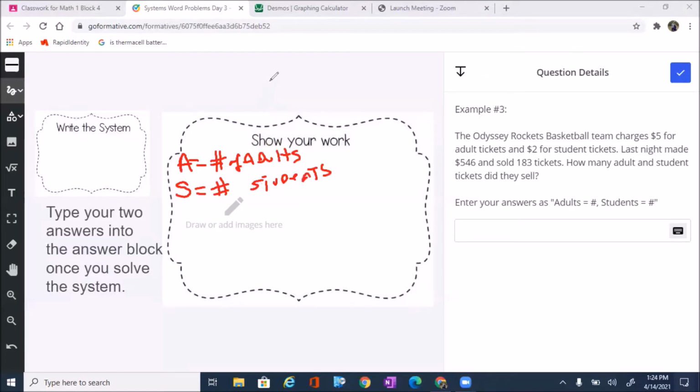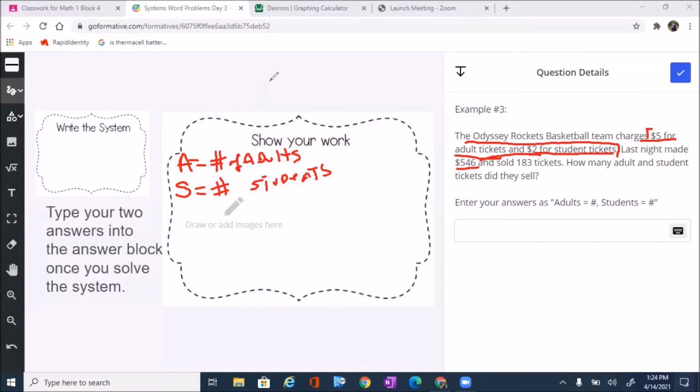And so let's go back to the statement it gives us. It says the Odyssey Rockets basketball team charges $5 for adults and $2 for students. And there was a total, and this is where it becomes a little bit more complicated, is that the total is $546, and that's in a completely different sentence.